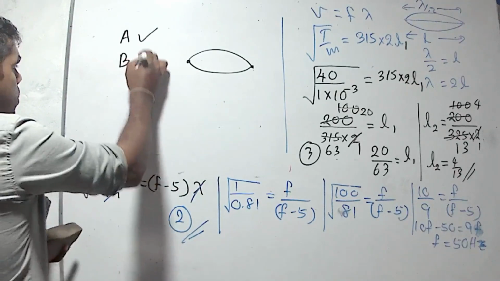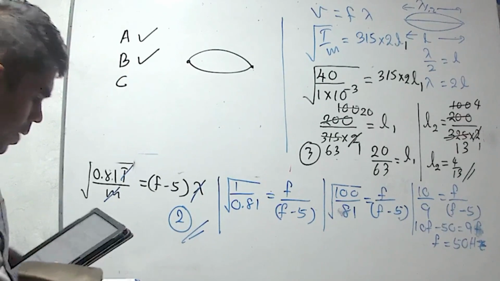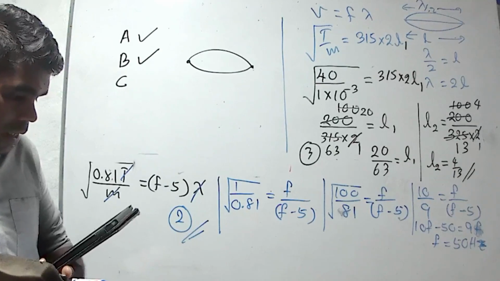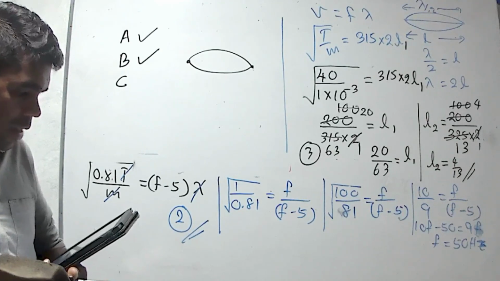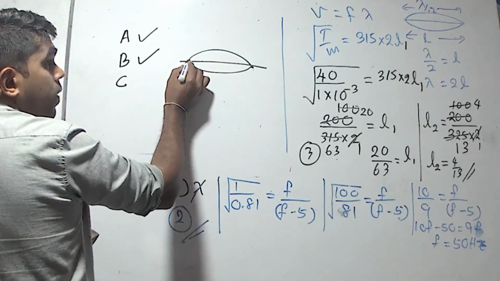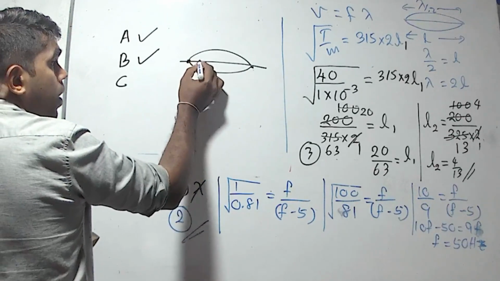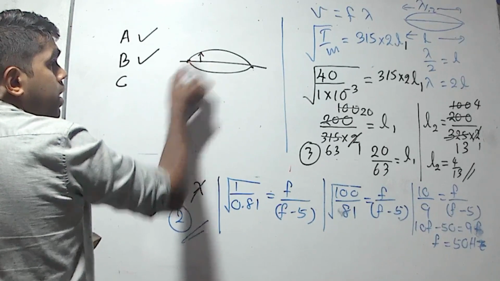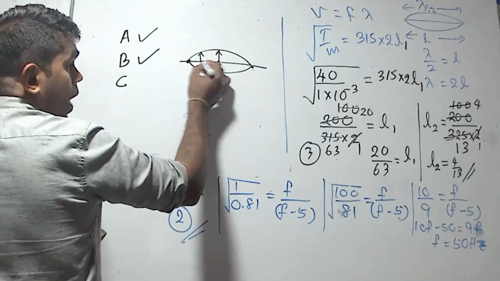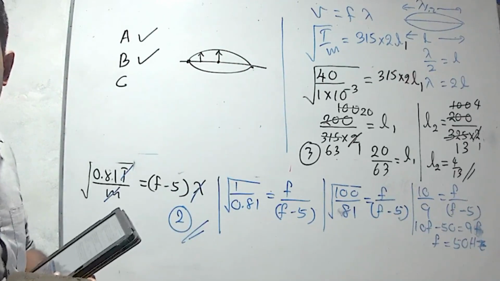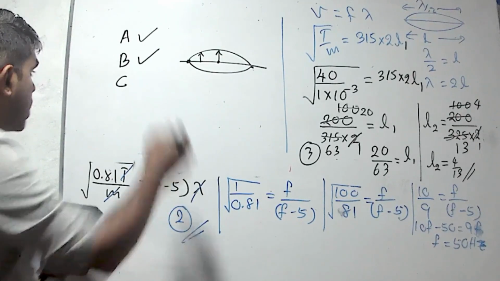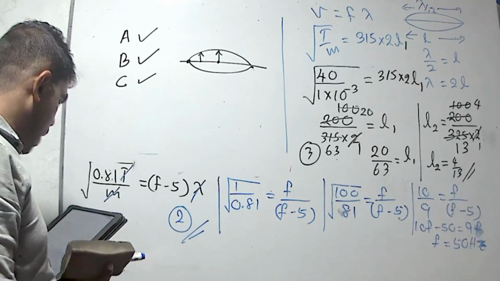Then B is correct. Statement C: Maximum displacement achieved by each particle in the string depends on its position along the string. Yes. Considering this particle, it is not moving, so maximum displacement is 0. For this particle, maximum displacement is this value, and for this particle, maximum displacement is this value. Then the maximum displacement of a particle depends on the position of the particle. Then C is also correct. All A, B, C are true.